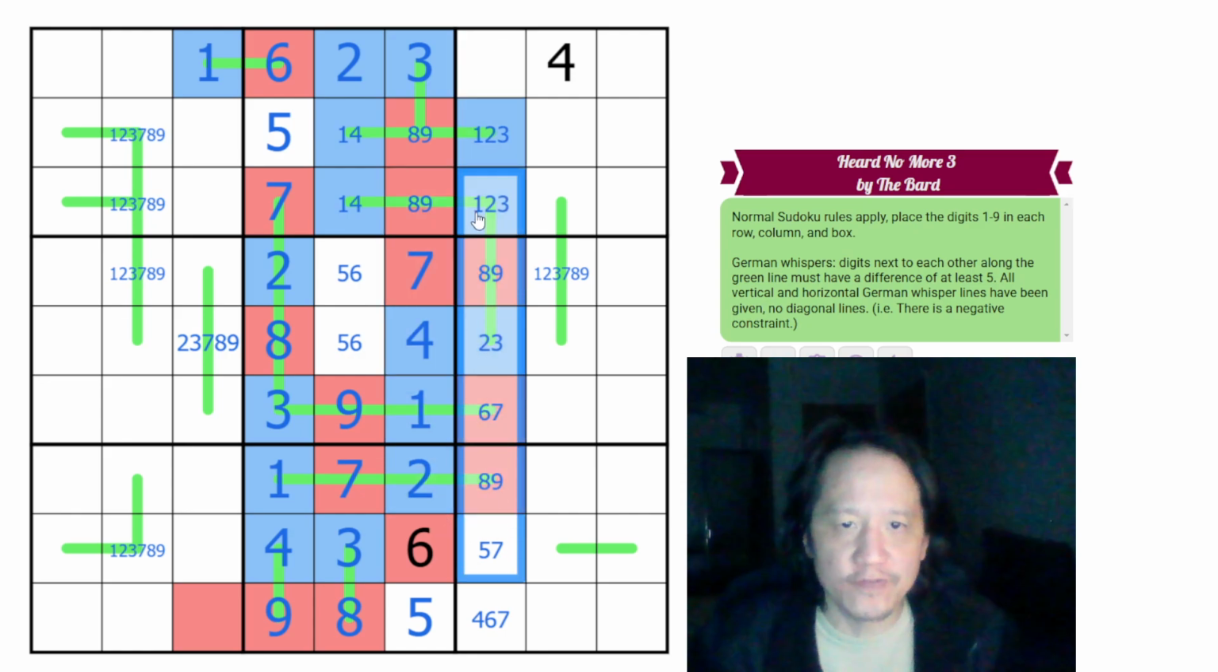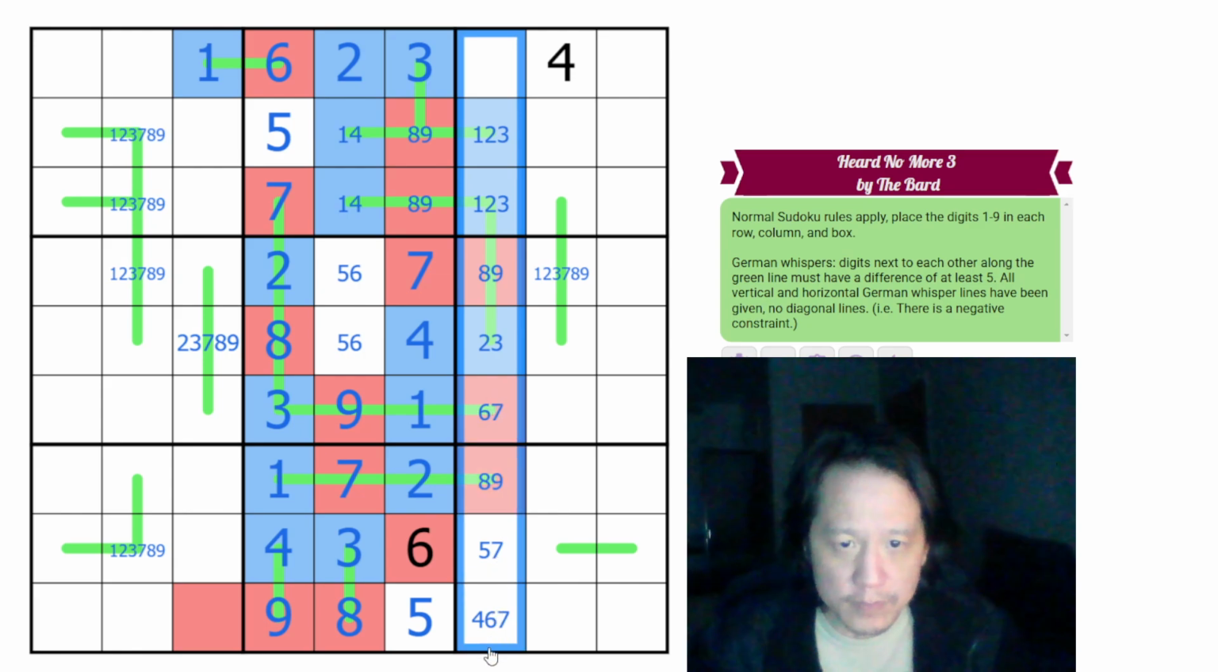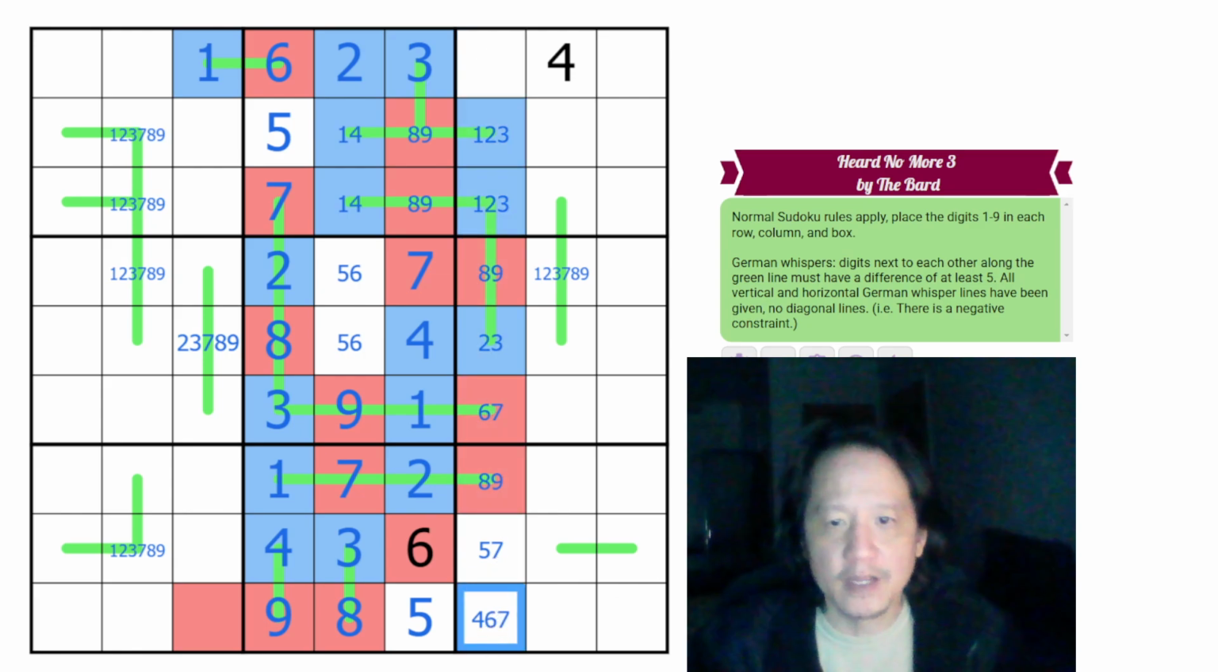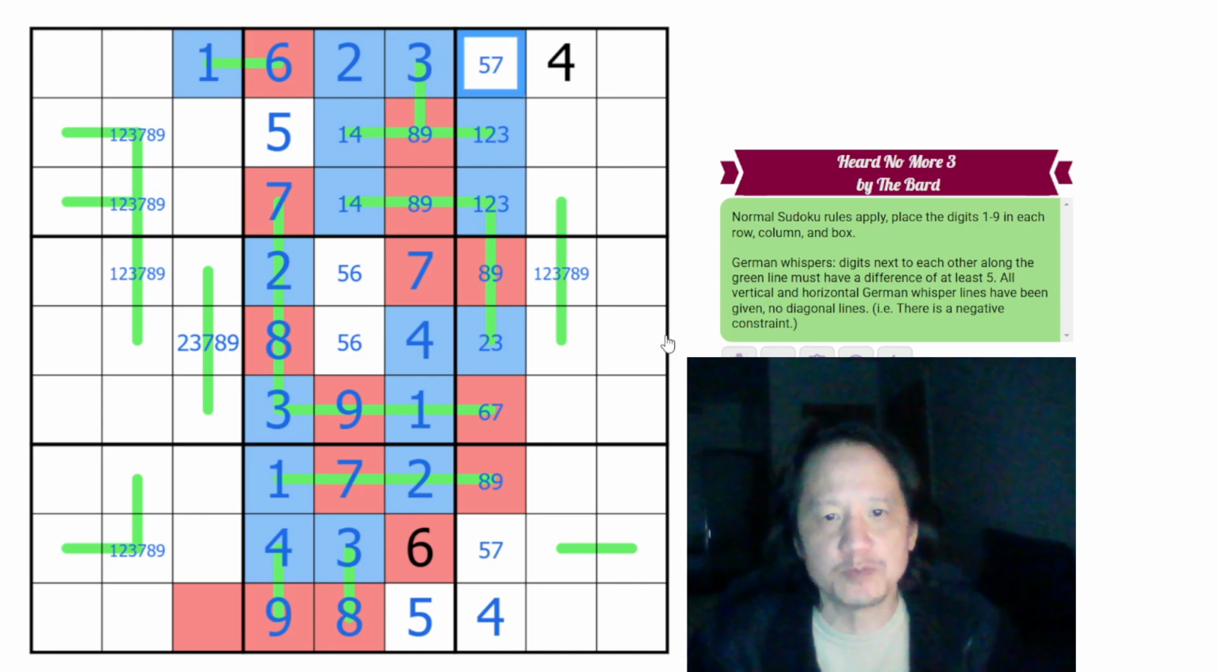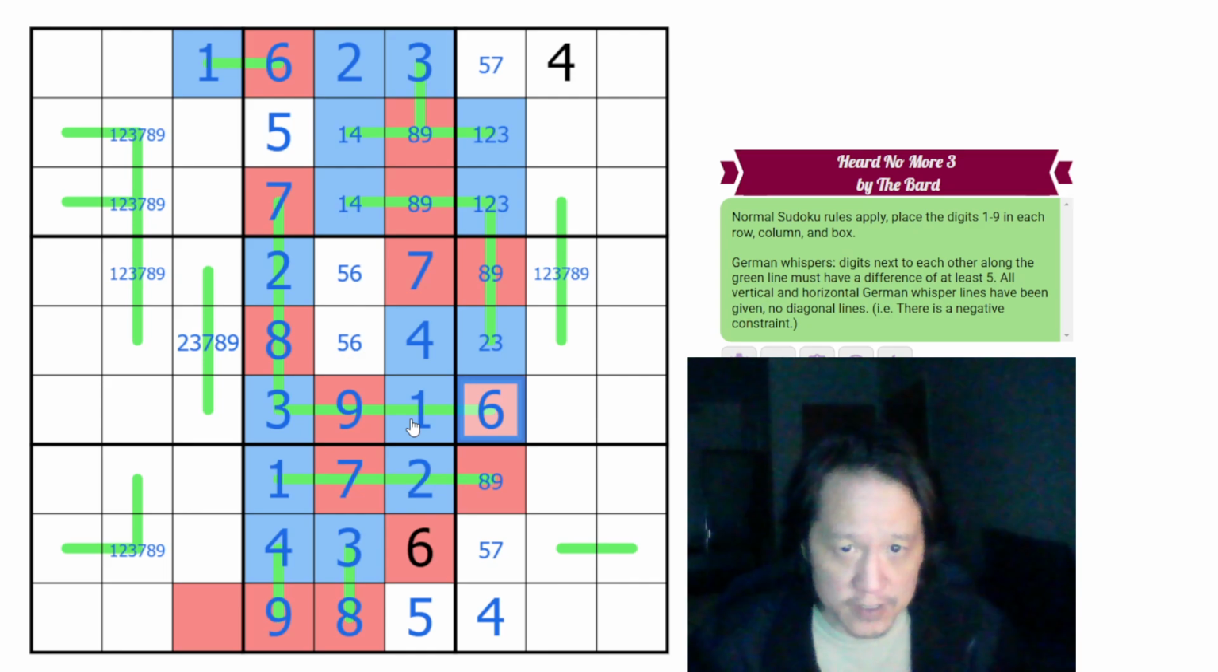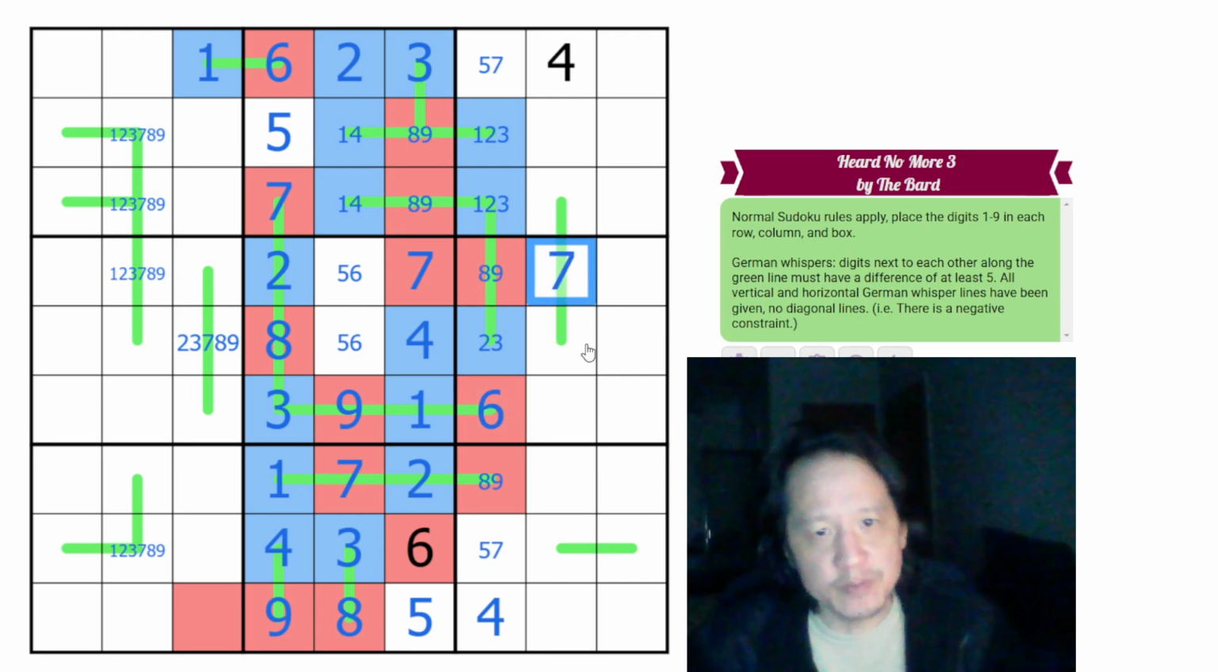And this can't be 4. Where is the 4 in column 7? It has to be here. So this is a 4. This can't be 4 or 6, so this must be 5 or 7. Now we have a 5, 7, 5, 7 pair in column 7, which eliminates 5 and 7 from the rest of the cells in the column. So therefore, this is a 6. This can't be 2, cannot be 2 or 7.